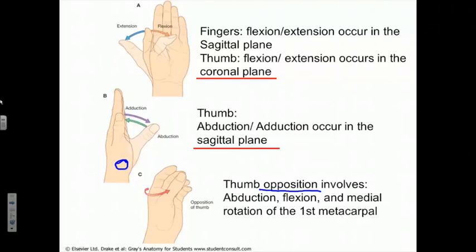So we're going to find basically that thumb opposition requires you to abduct it and then flex it by sweeping it across your palm, basically in the coronal plane. So we're going to flex the thumb, abduct it, and also rotate that first metacarpal ever so slightly at the carpo-metacarpal joint to sweep the thumb across the palm of the hand.